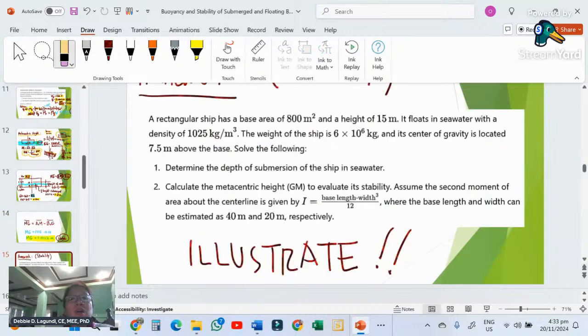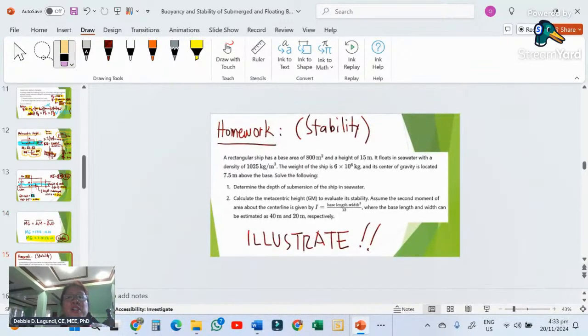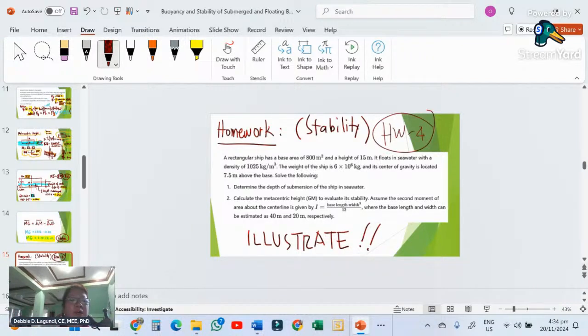And now your homework, of course, for stability, this will be homework number 4. Homework 4 is the same as what I have in this video. Please illustrate and do the calculation similar to what I had in this video. All right then, bye for now. And I will send this copy to you and the link of the video.